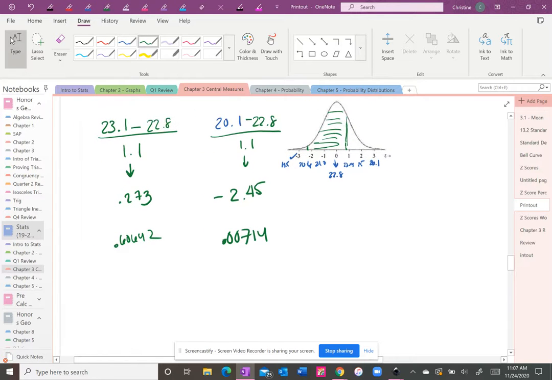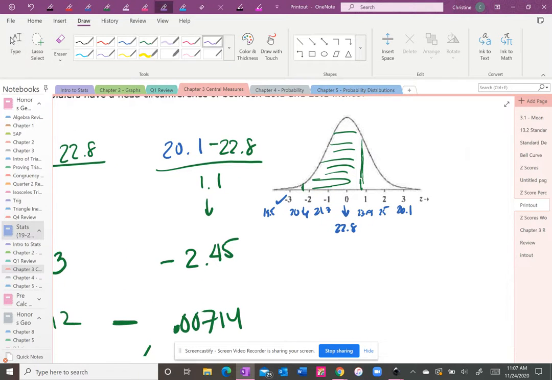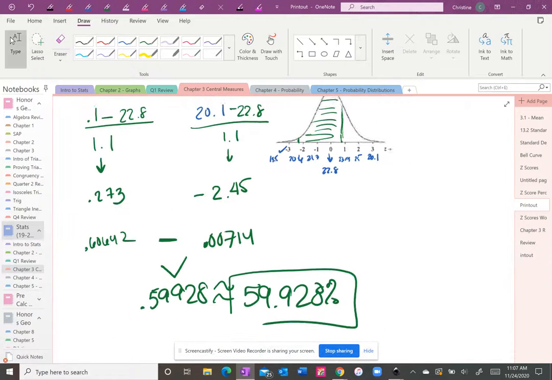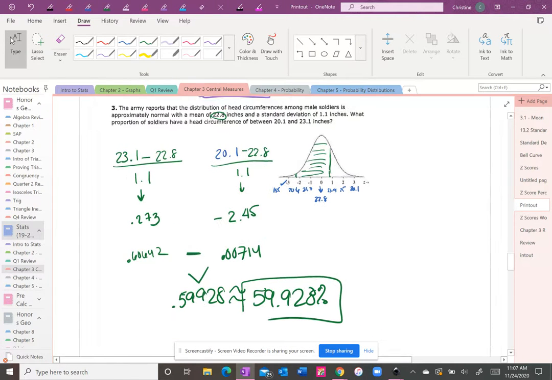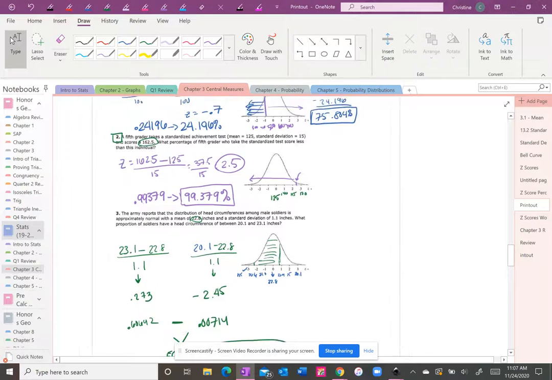And so now you want the area that is in between these two. So what's 0.60642 minus 0.00714? You get 0.59928, or about 59.928%, which kind of makes sense because it looks like almost half of the graph is shaded in. So about 59.928. So hopefully if you were a little bit lost yesterday, I know this was kind of a crazy lesson here. Hopefully that clarified and cleared up some things.